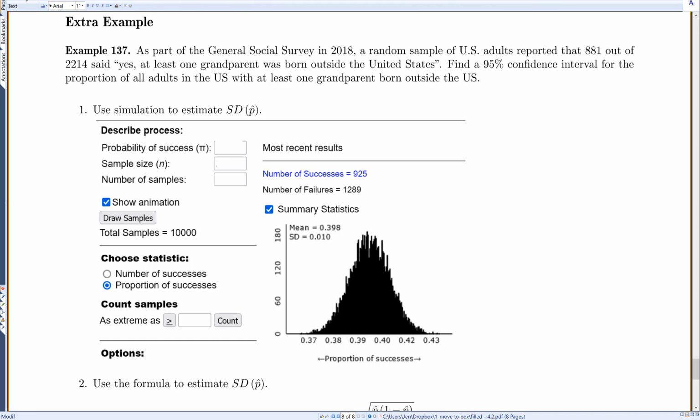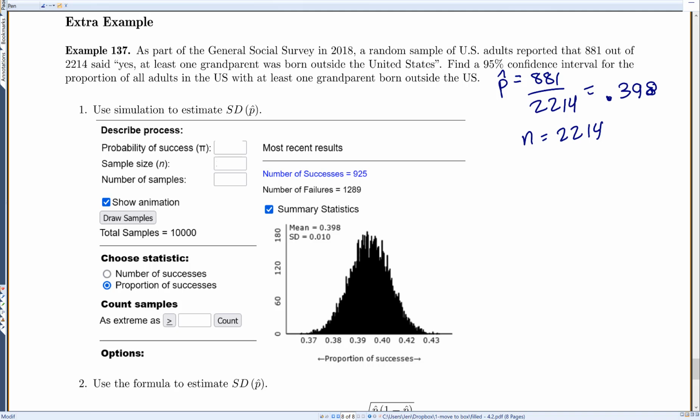First of all, let's write down what our p hat was. They didn't tell me p hat. They said 881 out of 2,214. Let's figure out what that is. Looks like 0.398. And also my sample size is 2,214.